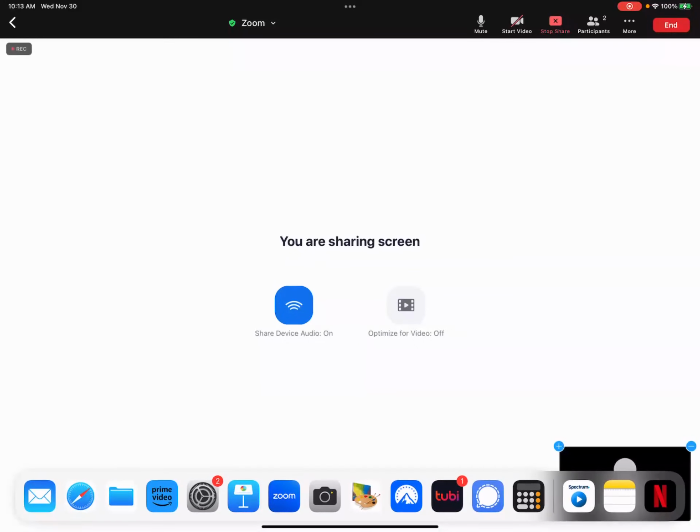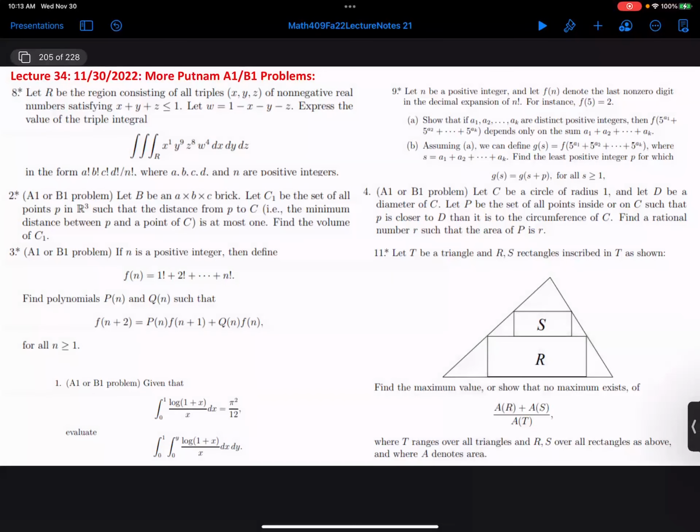All right, so this is Math 409 problem solving. This is our last meeting before the Putnam.